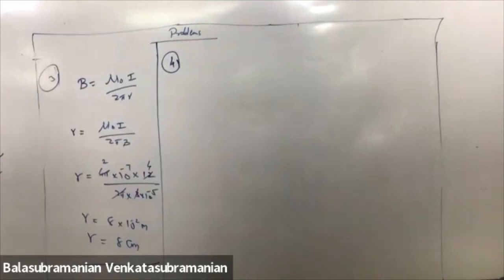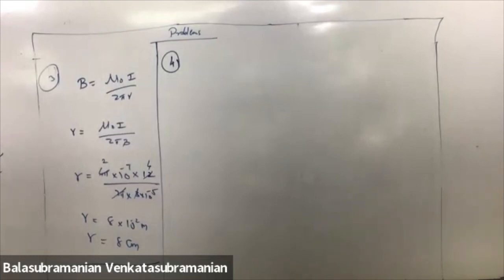A long straight wire carrying a current of 30 ampere is placed in an external uniform magnetic field of 4 into 10 power minus 4 Tesla parallel to the current carrying conductor. Find the magnitude of resultant magnetic field at a point 2 centimeter away from the wire.